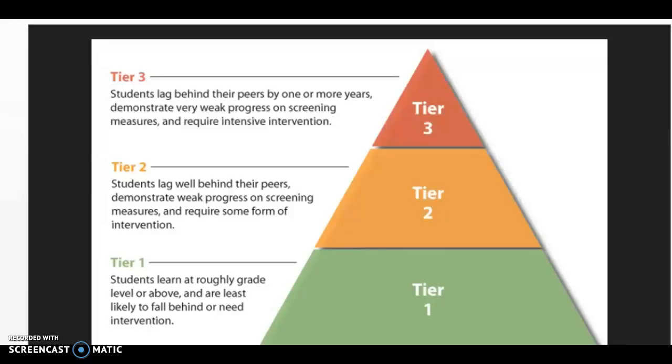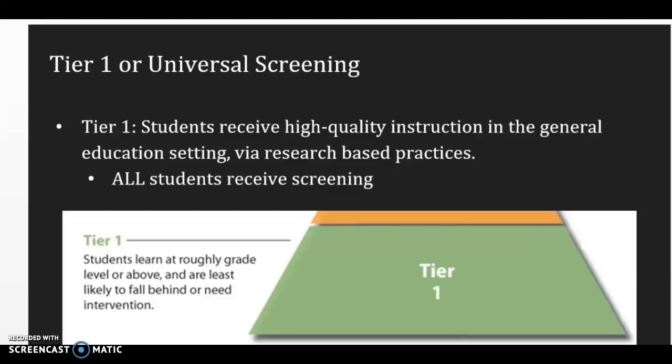So this is what the RTI model looks like. It's made up of 3 tiers, and we're going to walk you through that right now. Tier 1 incorporates the general student population, and this takes place before any intervention occurs. The idea here is that all of the students are receiving high quality instruction based on research-based practices and validated teaching methods.